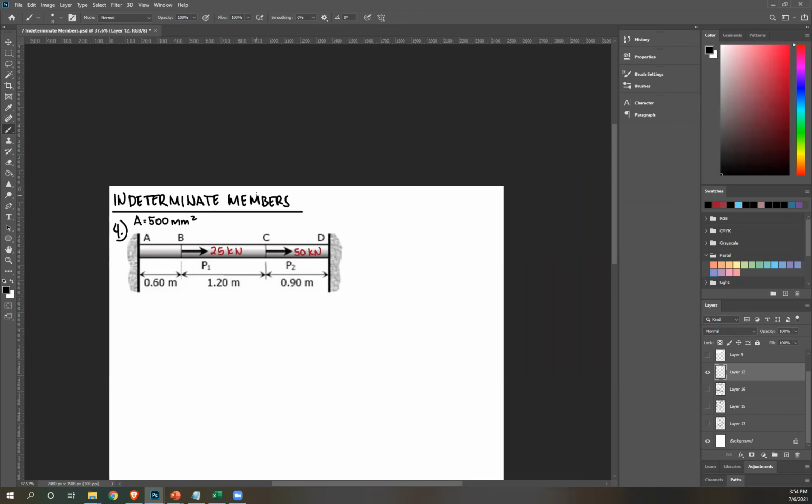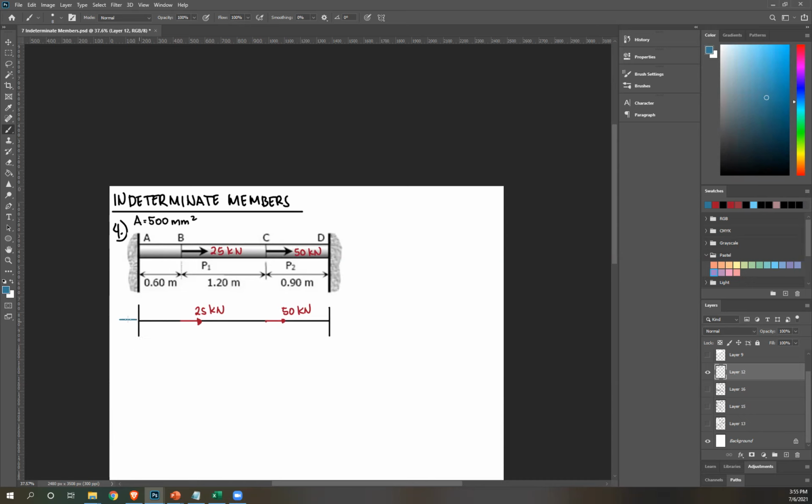So now, next, complete your free body diagram. This will create reactions at support. Okay. So if you try to simplify it, we have this. And then we have this 25 kilonewton. We also have this 50 kilonewton. And aside from that, you're going to have reactions at your supports, which are at the end.